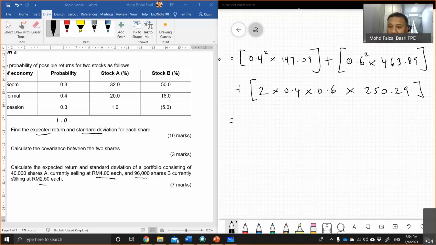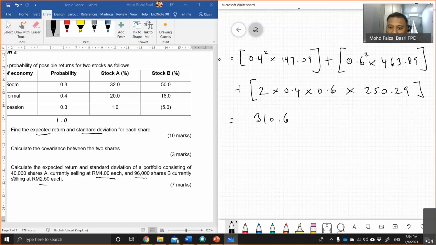Yeah, 310.67. Okay, sorry, I missed that. 310.67. Okay. And again, if you want to put it in percentage, just divide by 100. So it's basically about 3.11%, right?